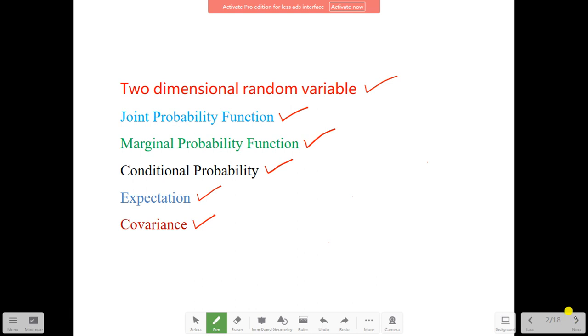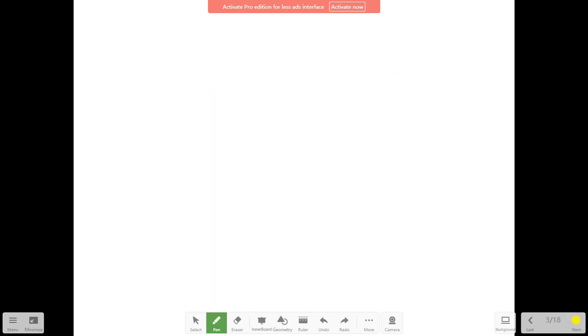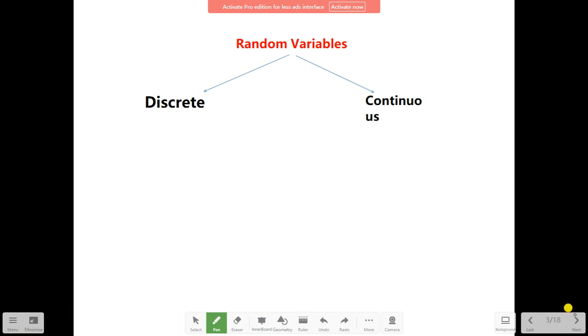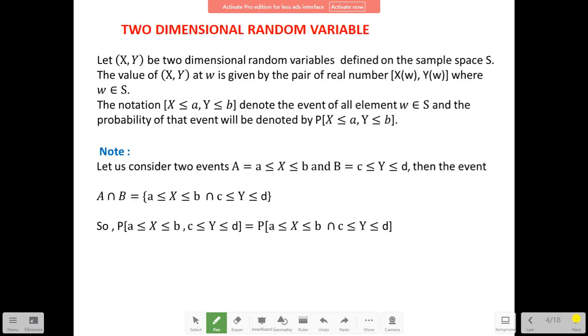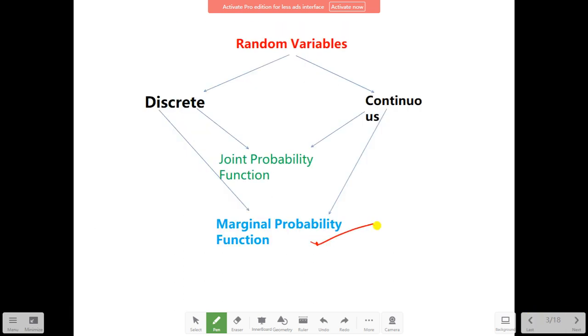So in the first, the multiple random variables. Random variables are categorized in two categories. One is the discrete random variable and the second is the continuous random variable. And discrete and continuous random variables connect with the joint probability function, and joint discrete and continuous random variables also connect with the marginal probability function.